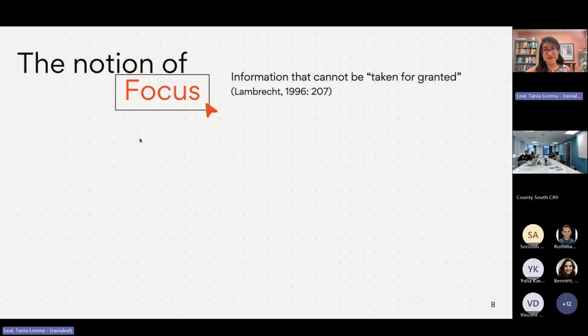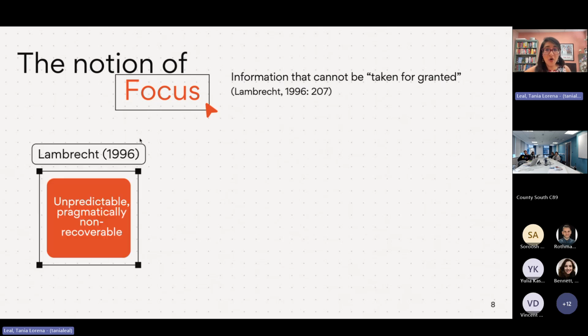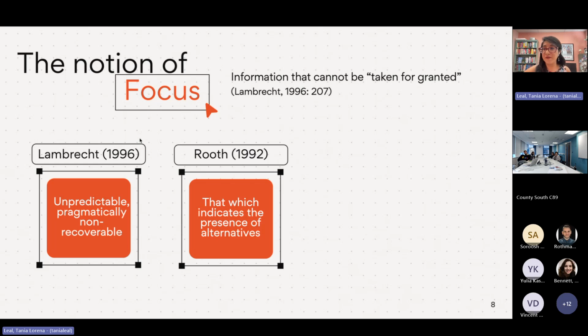Krifke and others have pointed out that this definition is very helpful, but also Rooth's definition is one of the most influential: that focus indicates the presence of alternatives that are relevant for interpretation. I really like this view because it highlights that focus isn't just about adding new information, it's about introducing alternatives that the listener could consider. It also accounts for different ways of marking focus through prosody, syntax, or word order.